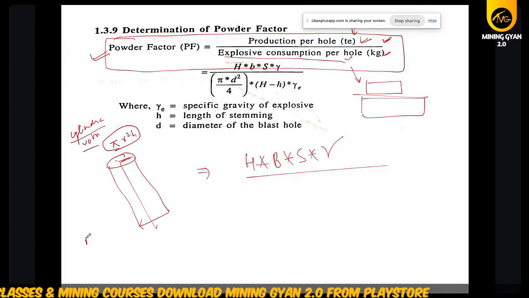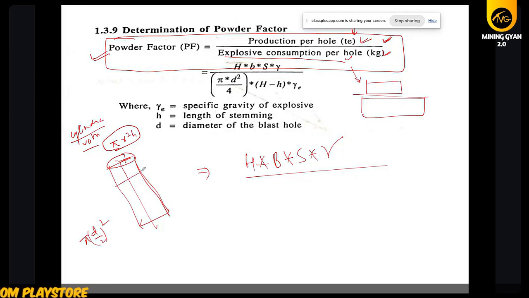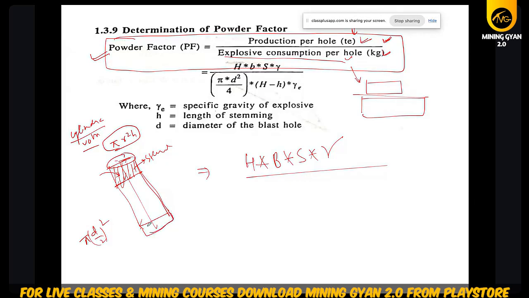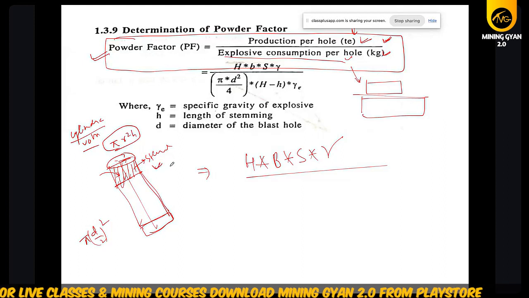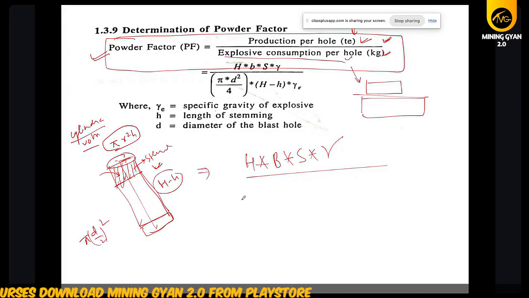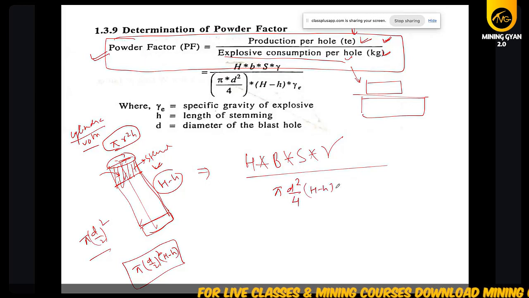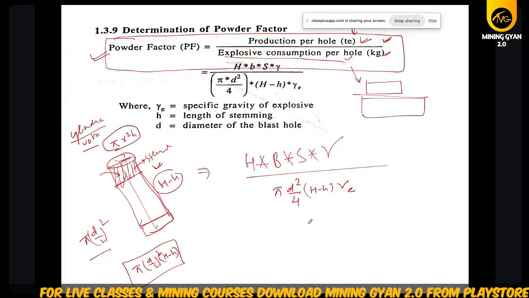So here r means d by 2, so pi into (d by 2) square, and h: you will not fill all the hole with the explosive. Some you will put some stemming. This is stemming, and sometimes you will leave some hole empty. It will depend on the question. So in this question you will consider the stemming. So the effective height will be H minus h. So the volume will be pi into (d by 2) square into (H minus h). It will be the cylindrical volume. So volume pi d square by 4 into (H minus h) into gamma of explosive. So this will be your powder factor.